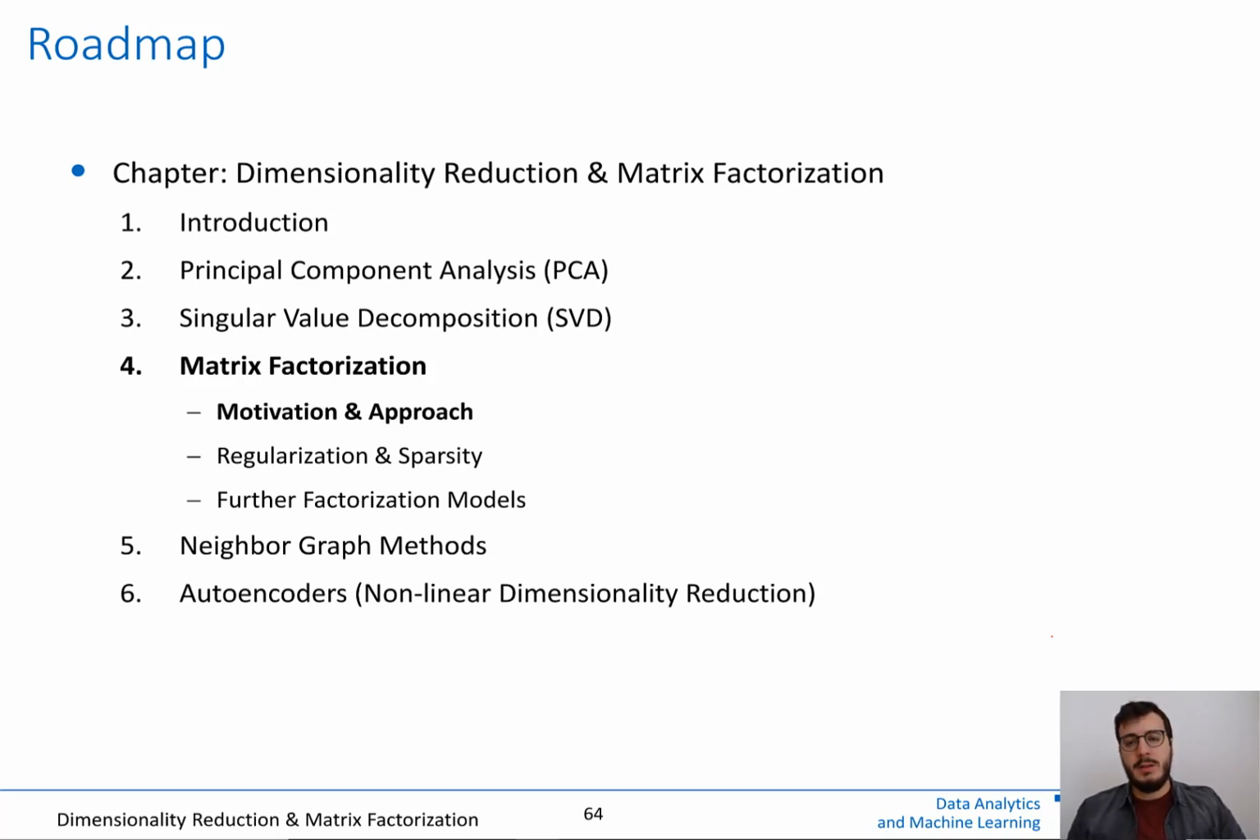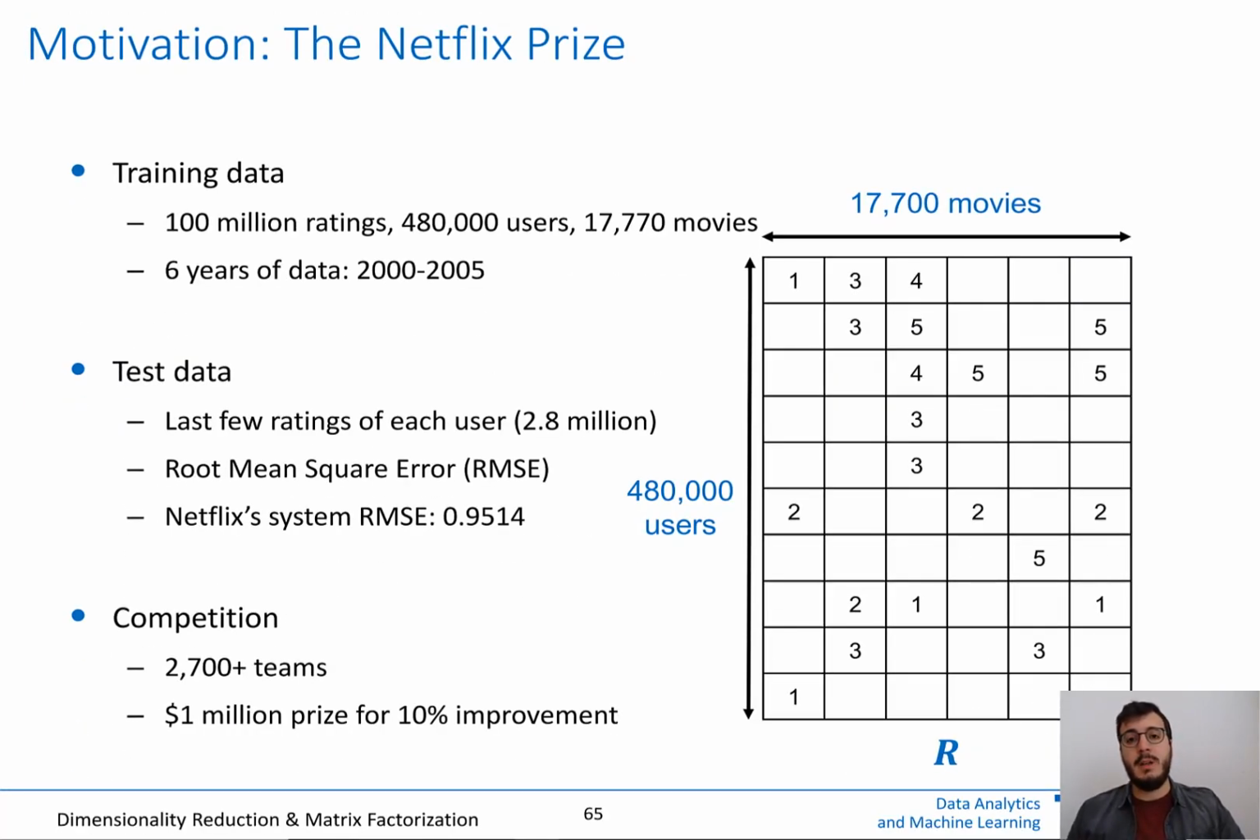Before we dive into the details, in order to provide a little bit more motivation, I want to discuss the Netflix prize competition. So in 2009, Netflix organized a competition in which they invited anyone to participate. The whole goal of this competition was to build a recommender system which outperforms their internal recommender system. And they provided training data to the participants, which was in the form of a set of users, a set of movies, and the ratings.